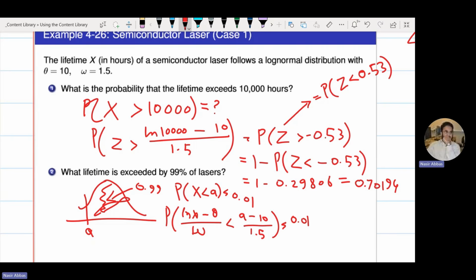So now you have probability of z less than something equals 1%. Go to the table, and the table will tell you that probability of z less than minus 2.33 is 1%. So equate these two. What do you get? Here I made a mistake. Nobody noticed.